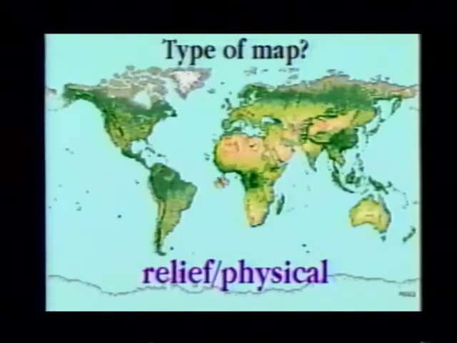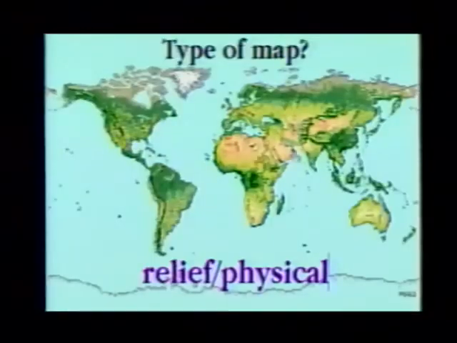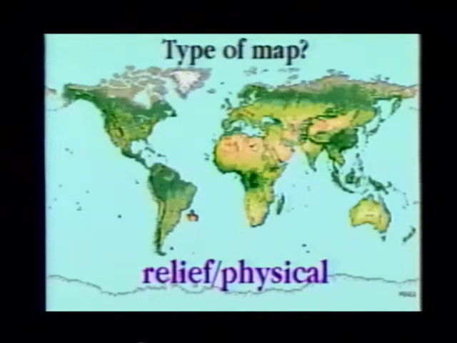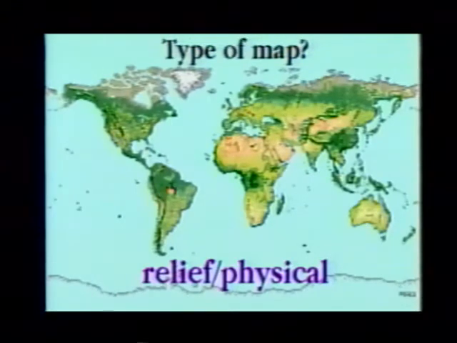Oh, I like that. What else could green be? Is there that much grass all over the world? No. It could be grass. What else could it be? How about forest? Could green be forest too? Yeah, it could be some trees, some forest.